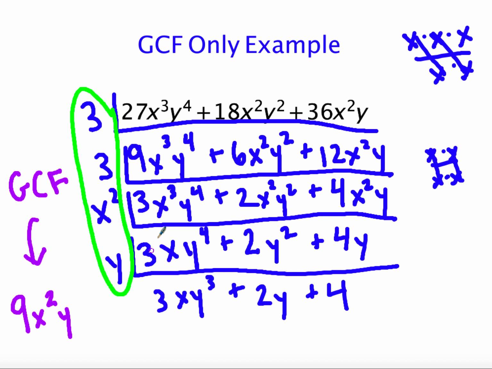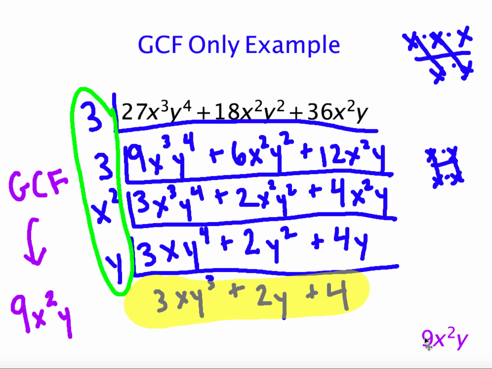If the directions say to write the polynomial in factored form by factoring out the GCF, we write the GCF and then we write the polynomial as the product of the GCF and this polynomial right here, which is the result of dividing the original polynomial by the GCF.